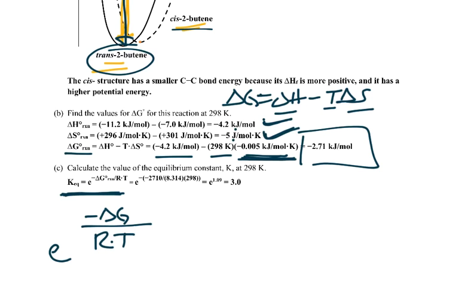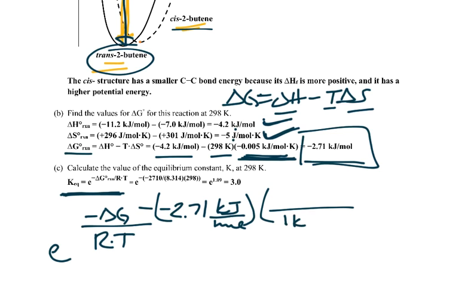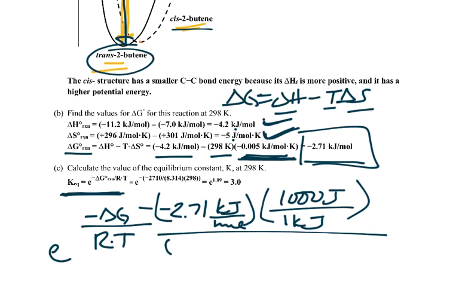Now we just substitute in. We know the delta G is negative 2.71 kilojoules per mole, and we want the negative of that. And at this point, I like to change this kilojoule into joules. So that's my numerator. In my denominator, I have 8.314, and that's joules per mole Kelvin, and that'll be given on the test. And the temperature is 298.